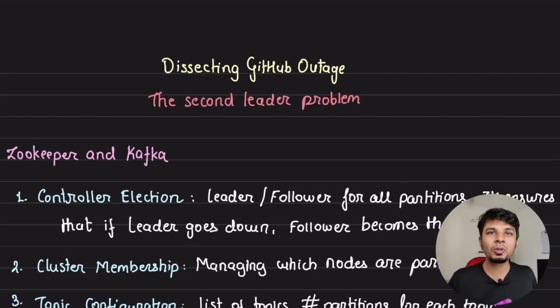We would also talk about how important Zookeeper is for managing a Kafka cluster. We would see what happened during the outage and how GitHub was able to mitigate it with zero data loss and a brilliant fallback strategy.